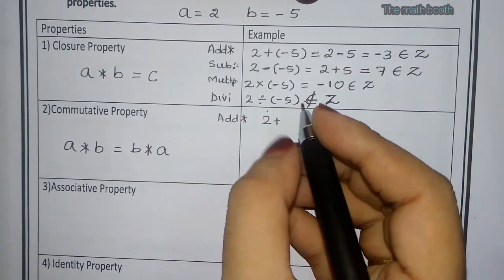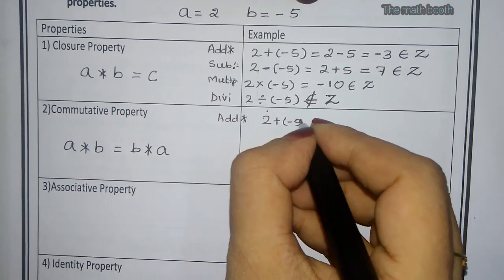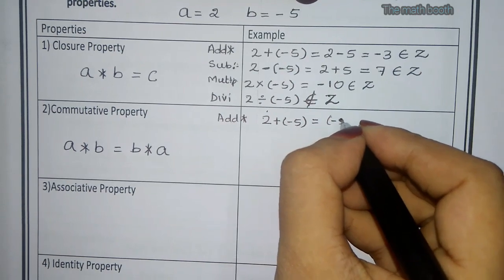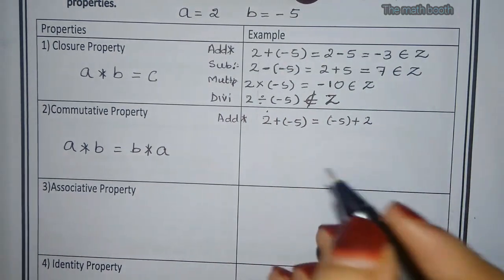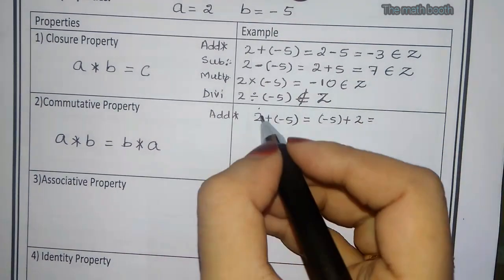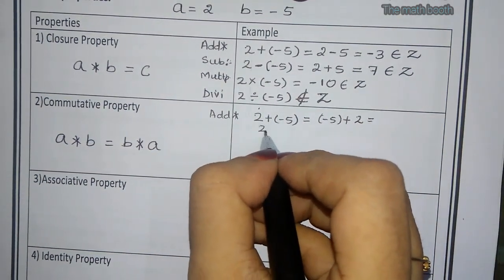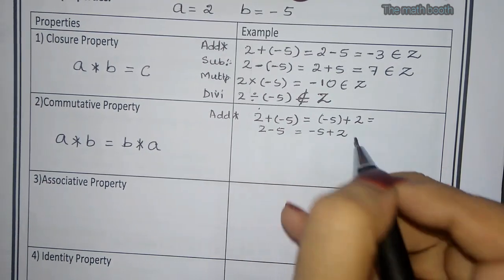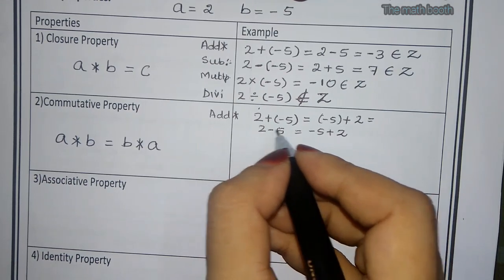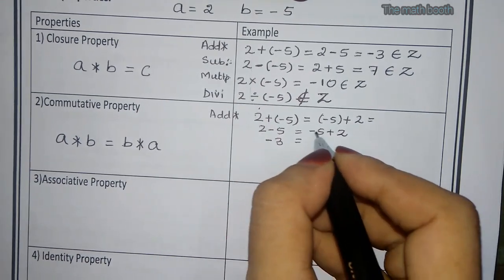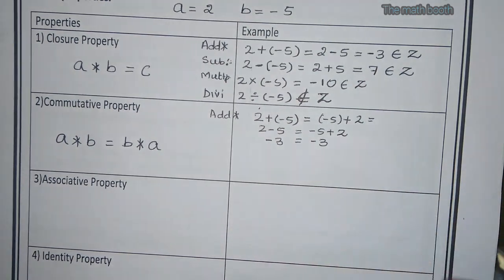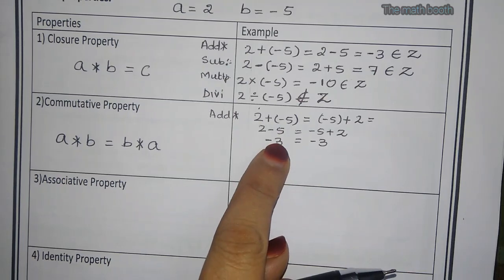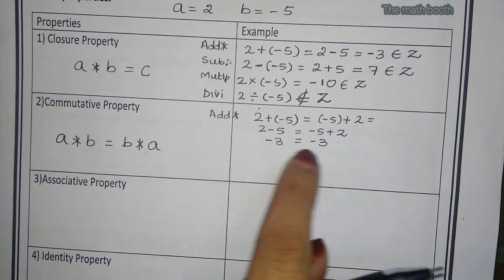2 plus minus 5 is equal to minus 5 plus 2. Okay, what answer do we get here? Let us check. 2 minus 5 is equal to minus 5 plus 2. Both answers are negative: 2 minus 5 is minus 3, and minus 5 plus 2 is also minus 3. So addition is commutative, closed under addition for integers, because LHS and RHS are the same.